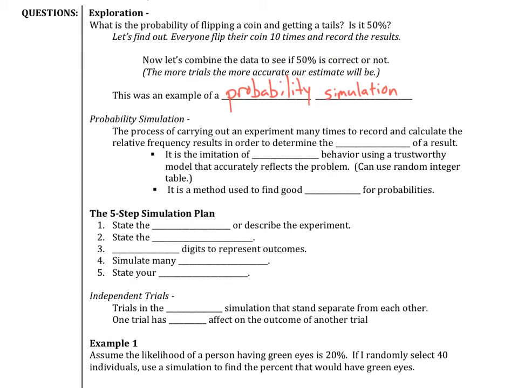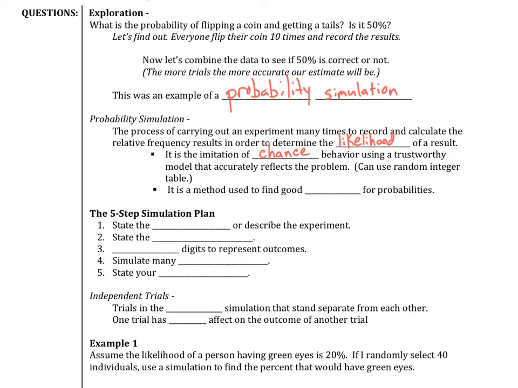So probability simulation is the process of carrying out an experiment many times to record and calculate the relative frequency results in order to determine the likelihood of a result. Make sure I spell this right. So you're going to find out the likelihood of something happening. So it is the imitation of chance. Imitation of chance behavior using a trustworthy model that accurately reflects the problem.